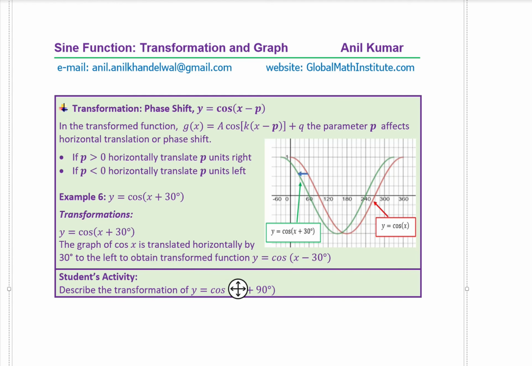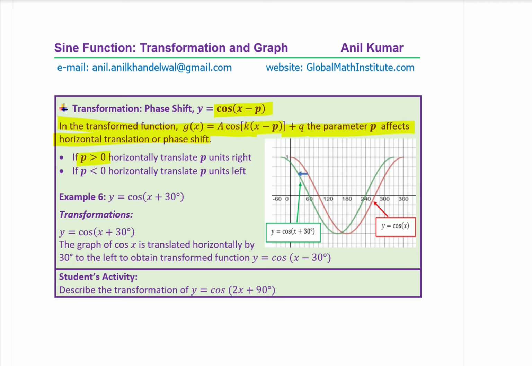Now, let's look into phase shift. How do we incorporate phase shift in a graph? We'll consider the function cos of x minus p. It really means that the cosine function has moved or translated horizontally by p units, correct? So in a transformed function, g of x equals a cos k plus q, the parameter p affects the horizontal translation or shift.